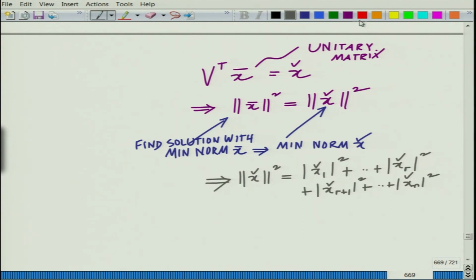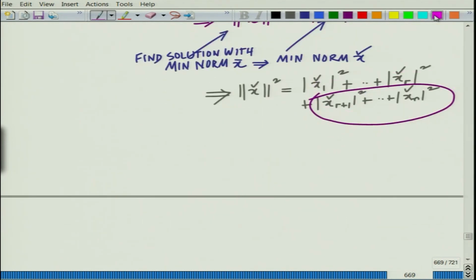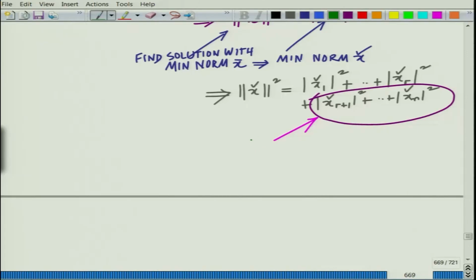whole square. Now, since these do not affect the cost function, set these to 0 to minimize the norm, that is the simple solution. These are not going to affect the cost function anyway. So, they are unnecessarily contributing to the norm. To minimize the norm, set these equal to 0, since these do not otherwise affect the cost. These can be set arbitrarily, remember the cost remains the same. So, set them equal to 0 to minimize the norm.